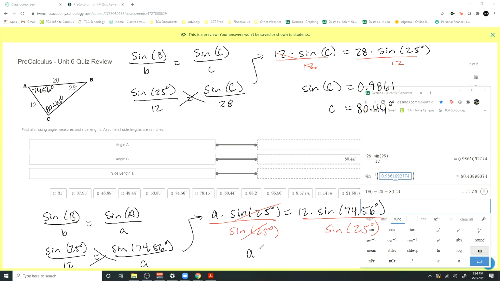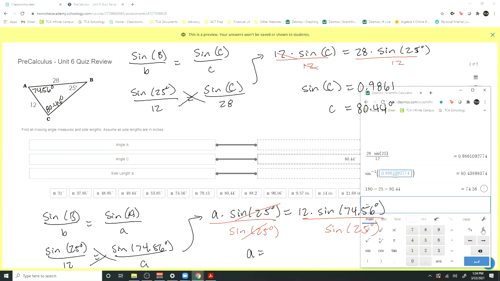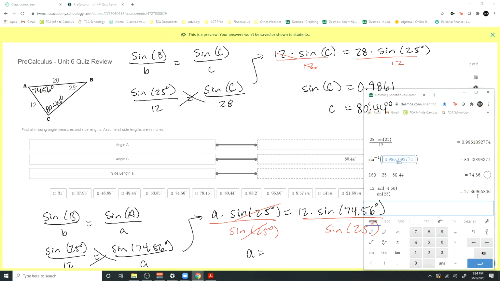And then divide both sides by the sine of 25. This will give us side length A. So let's put this in the calculator, make it a fraction: 12 times the sine of 74.56 over the sine of 25. All right, this is 27.369. We'll call it 27.37.